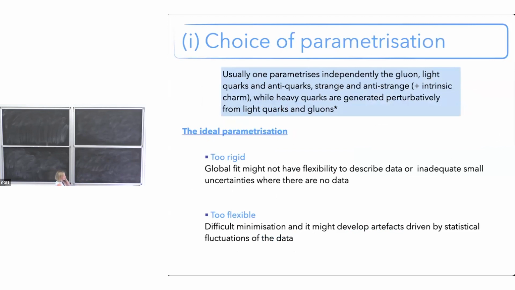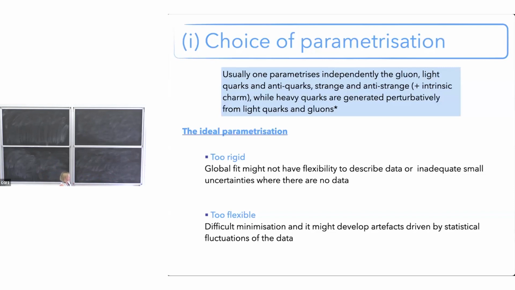So how do we do it? Exactly, that's what I just said. One parameterizes independently the gluon, the light quark and anti-quark, the strange and anti-strange. Sometimes you can even parameterize the fitted charm, while the heavy quarks are generated perturbatively from gluon and quark. So you usually don't have a bottom quark intrinsically. You produce it at threshold, and if you go to FCC 100 TeV, you might even produce a top, okay, it's borderline. Usually the top is never included in PDF fits.